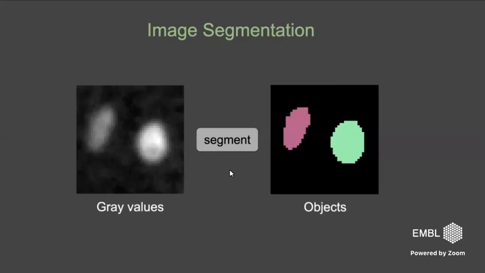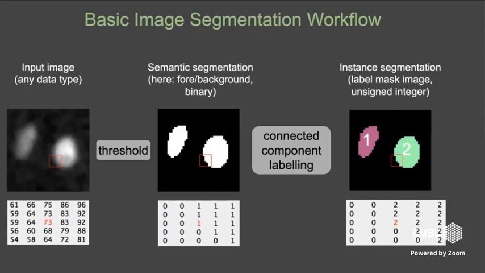Okay, then another big topic, of course, is image segmentation. So that means we have an image on the left, which is just gray values, and then very often we want to count or describe the objects in there. And that's called image segmentation. And here I have a very basic segmentation workflow.